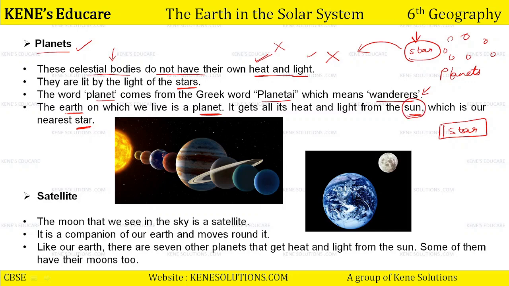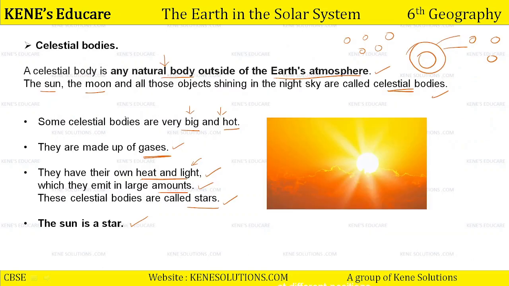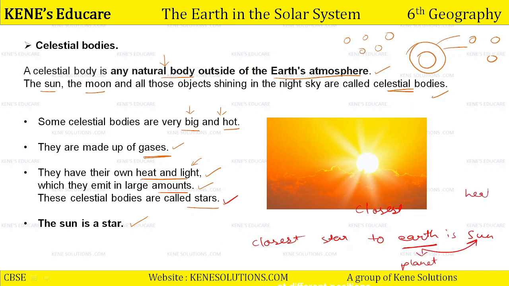And few minutes back, I told you that sun is also a star. In fact, it is the nearest star to us. Okay? Sabse paas mein jo star hai earth ke, that is sun, right? Do you remember I just told you that sun is also a star? See here, I told you that some celestial bodies are big and hot and those who have their own heat and light are called stars and sun is also a star, right? So sun is the closest, I should write here, closest star to earth is sun, and earth is a planet which is dependent on sun for its heat and light.